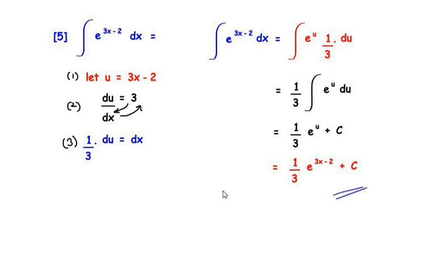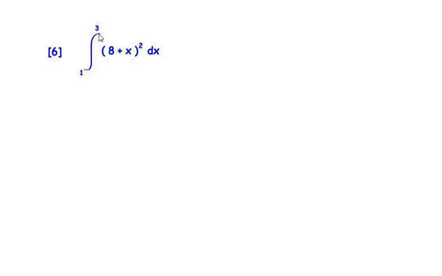Now moving on to the last question. Integration of 8 plus x to the power of 2 dx from x is equal to 1 to x is equal to 3. So 8 plus x is of the form ax plus b, where a is 1 and b is 8. So let us take u is equal to 8 plus x. Step number 2 gives us du by dx is equal to differentiation of 8 is 0 and differentiation of x is 1. So du by dx equal to 1.